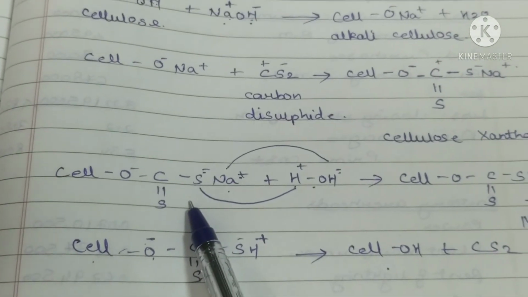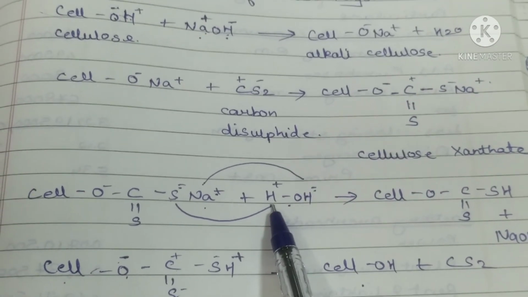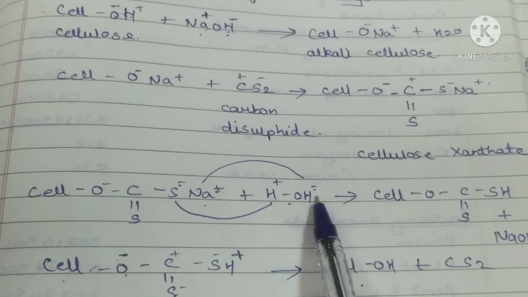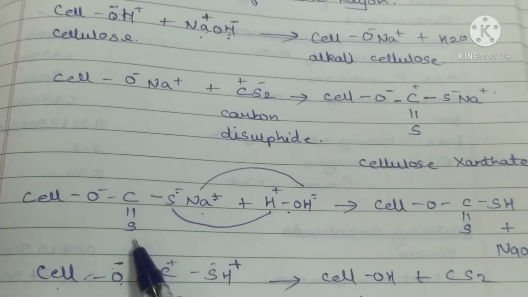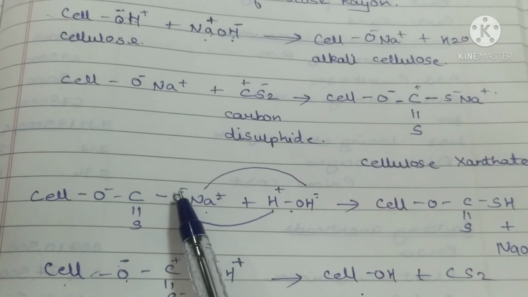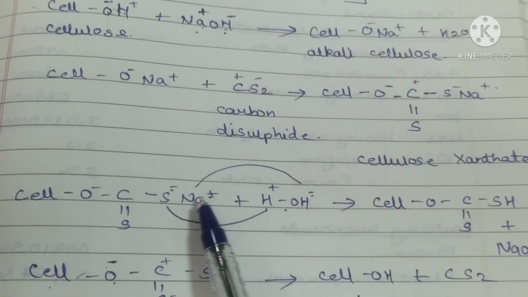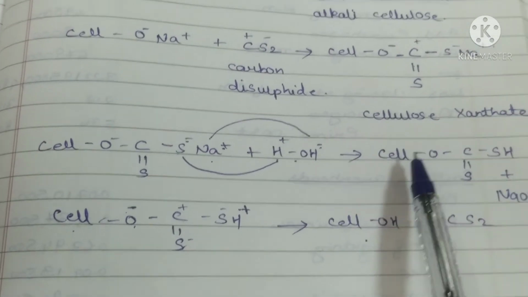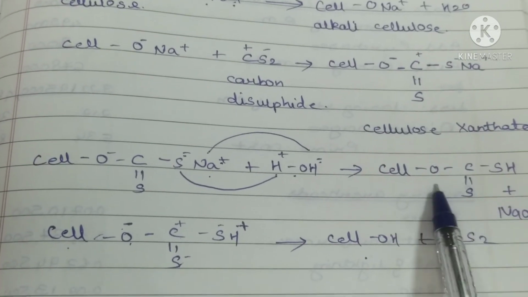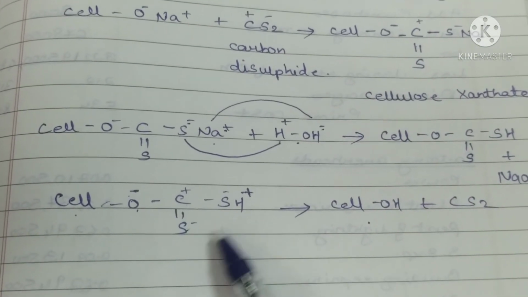Next you treat the cellulose xanthate with water. Again I have written water in the form of H plus and OH minus. So this will remain as it is, cell O C double bond S, and because S is minus it will form a bond with H, and Na is plus and OH is minus, so it will give you NaOH. Now you take the product which is formed here, that is cell O minus C double bond S SH.